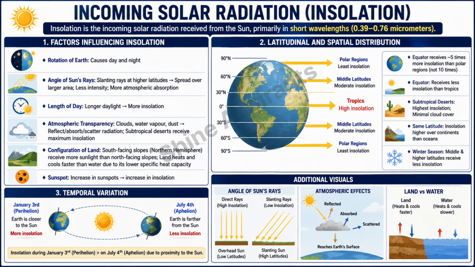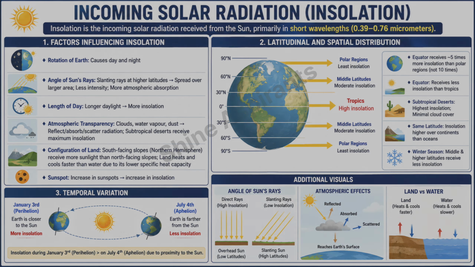Same latitude, insolation is higher over continents than oceans. Winter season, middle and higher latitudes receive less insolation. Temporal variation. Insolation is higher on 3rd January, perihelion, when Earth is closest to Sun, than on 4th July, aphelion, when Earth is farthest. Albedo.